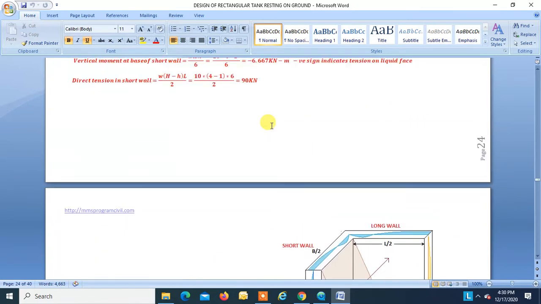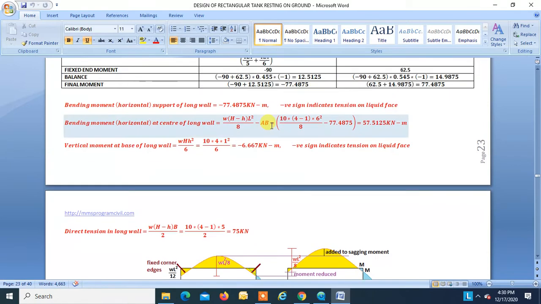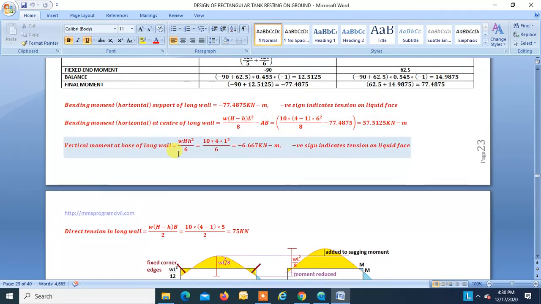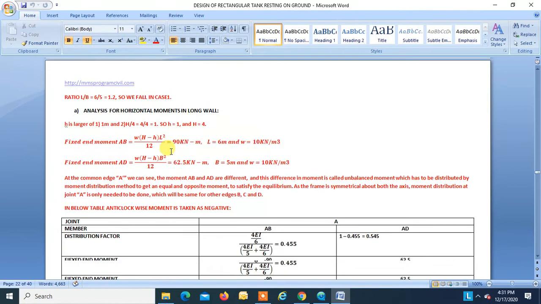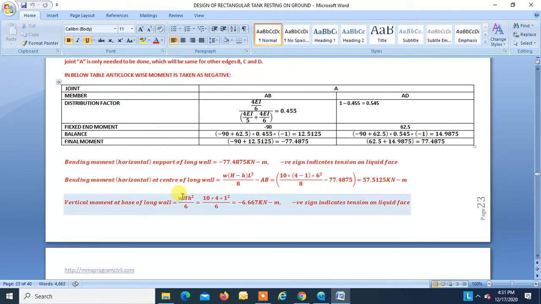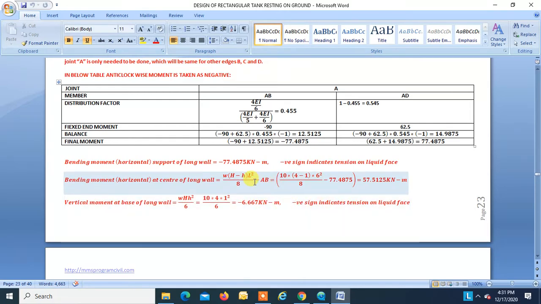Now the vertical moment, simple. We know this portion is acting as a cantilever, so we can find this pressure P, simple. This is WH, this is H. So WH into H into 0.5 into H by 3 will give you the moment about this face, given by the formula WH into H square by 6, which is equal to minus 6.667 kilonewton-meter. Again, the minus sign indicates tension on the liquid face.